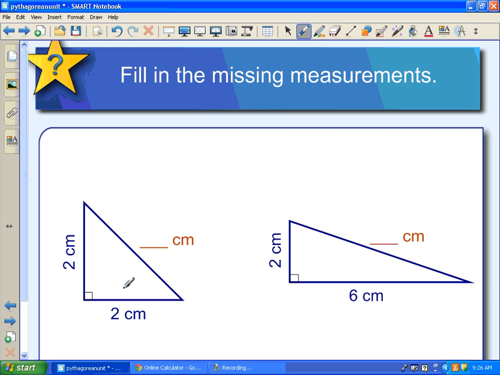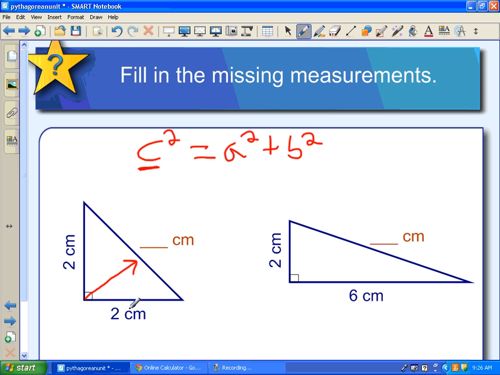Okay, so let's look at this one here. Remember, our formula is going to be c squared equals a squared plus b squared. Okay? So first thing I did was find my corner. I go straight across, and this is going to be my c squared, and I don't know it. So I got to leave that as c squared.